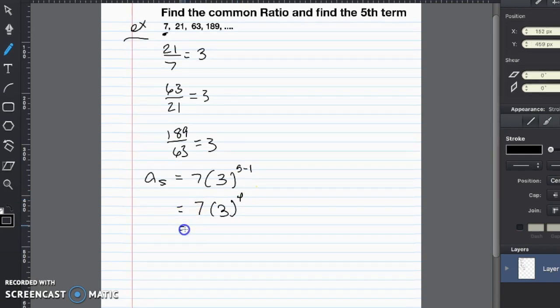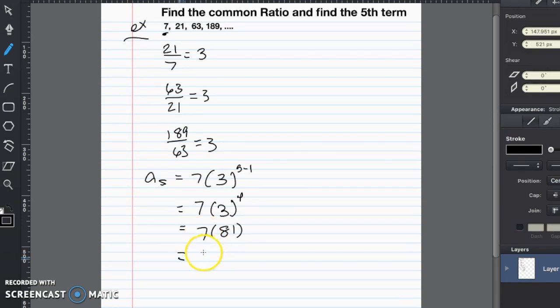Okay. So 7 times, and then I think, let's see. I think what happens first, right? Does my exponents happen first or my multiplication, right? And if you remember your PEMDAS or your order of operation, exponents always happen first. So I should put my 7 down. And then I'll do 3 to the fourth power, which is going to be 81. Right? Now all I have left is a multiplication problem.